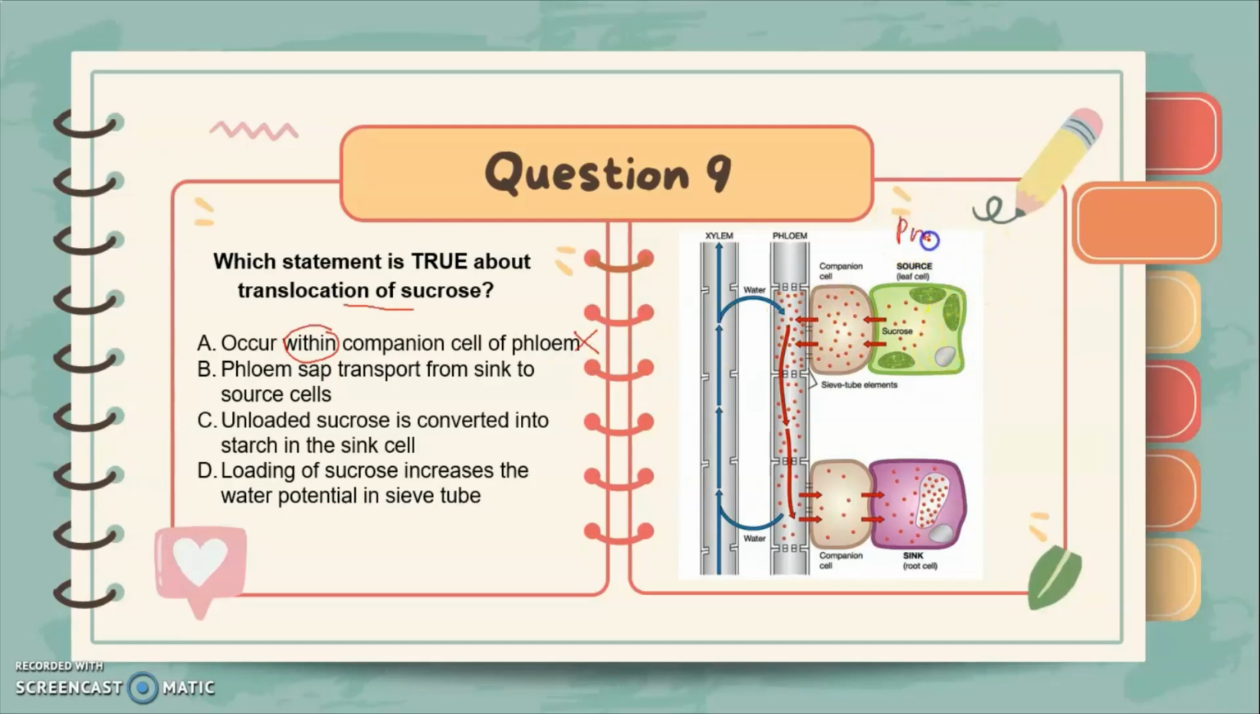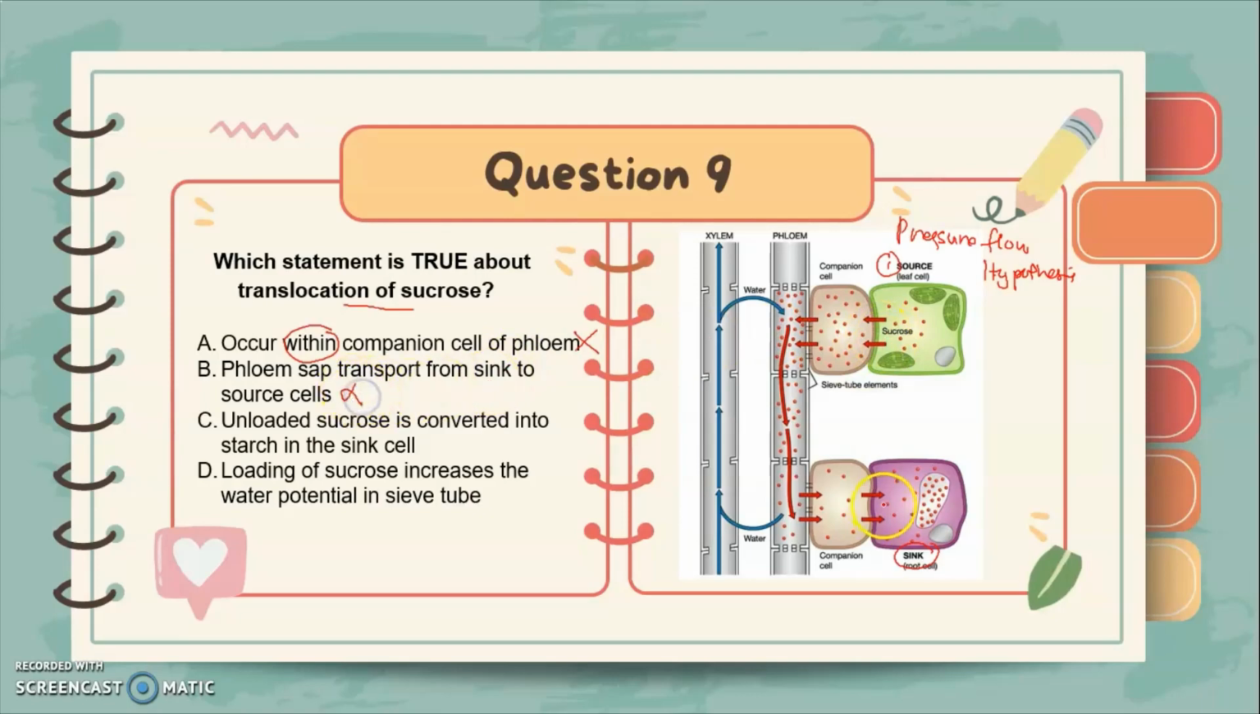Untuk pressure flow hypothesis, dia mesti bermula daripada source cell. Right, source, and then barulah dia pergi kepada sink. Dia pergi kepada sink, not sink from sink to source cell. Dia sepatutnya source to sink.